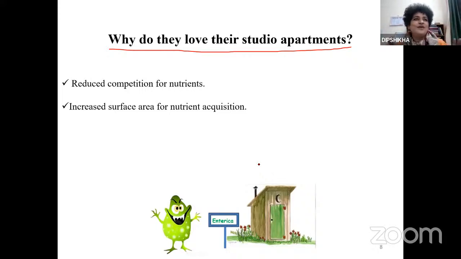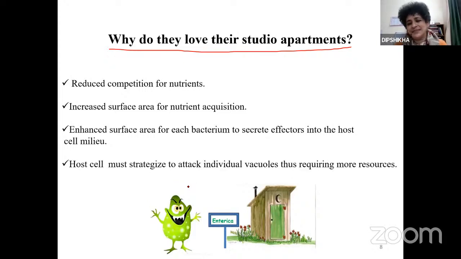You have one room, you have your study table, you have your kitchen, you have your restroom, and everything is very compact. You don't have to spread yourself much or put much effort into maintaining them. So bacteria somehow live in the studio apartment. The question is, what benefits does it get?